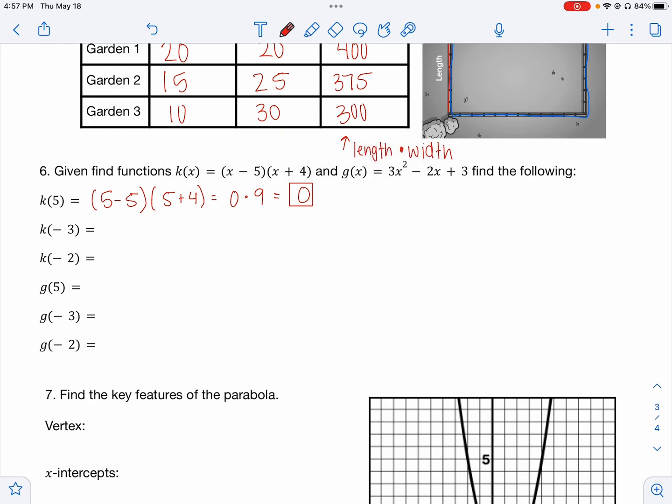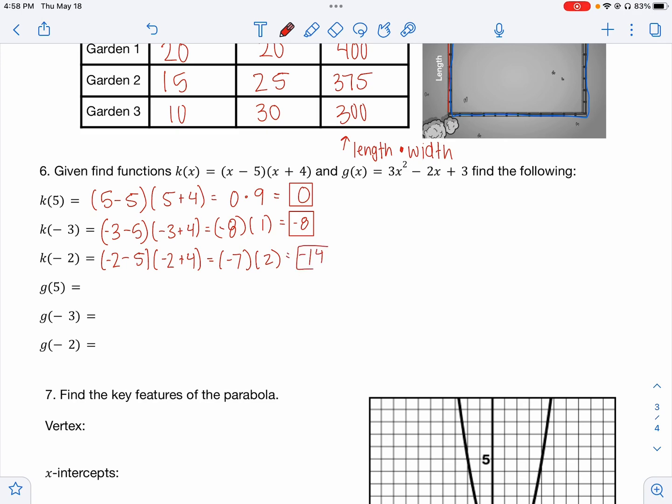Okay, and then on the next one, k of negative 3, instead of writing x's, I'm going to write negative 3's. So I have a negative 8 times 1, which is negative 8. And then k of negative 2, instead of writing x's, I'm going to write negative 2. So I'm going to get negative 7 times 2, which equals negative 14.